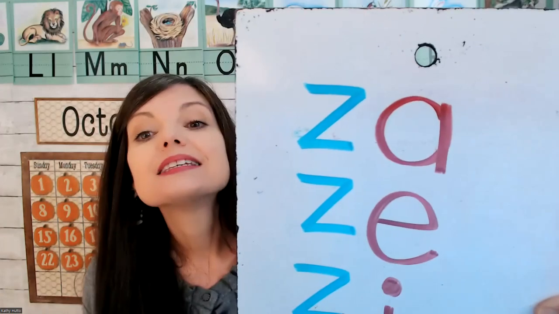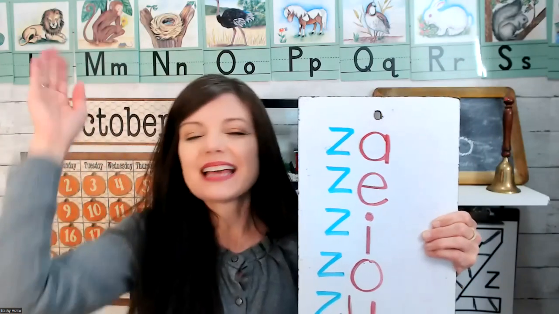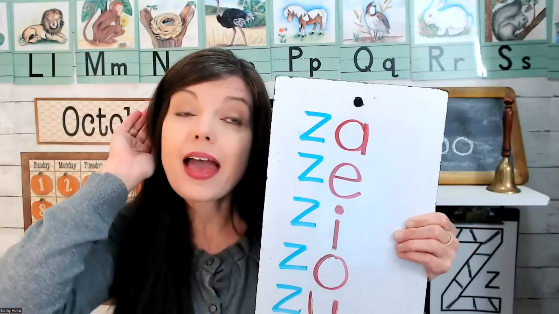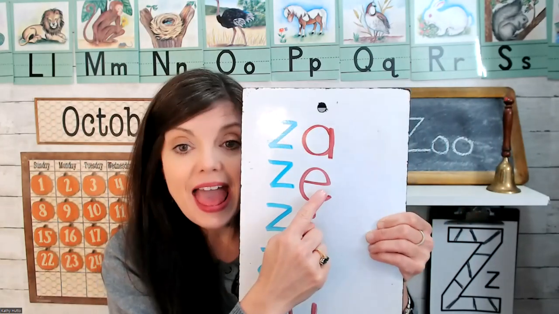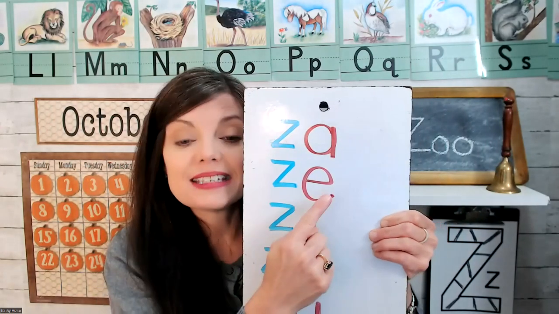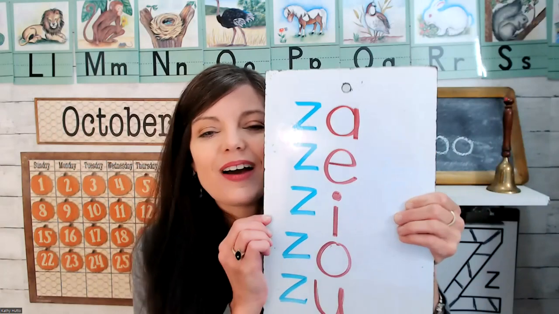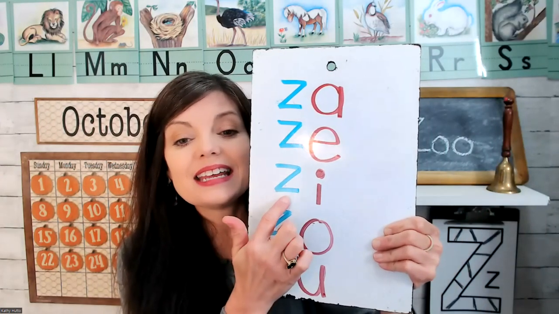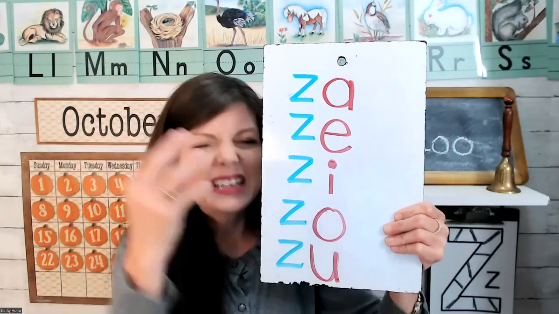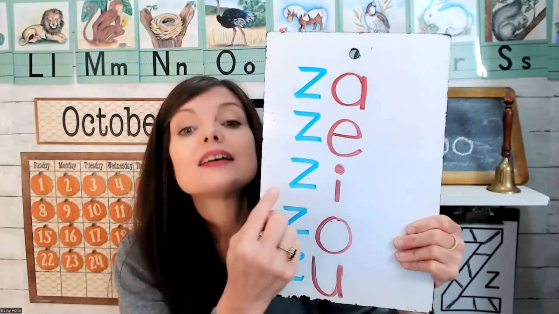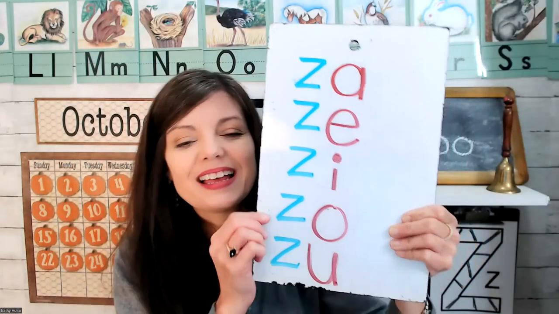You try. Za, like zap. Let's do the next one. Z says z, E says eh, like old man E. Eh, z, eh, ze, ze. You try. Ze, like zed. Okay, let's do the next one. Z and I. Z says z, and I says I, like an icky sticky lollipop. Z, I, z, z. Zi, like zip.